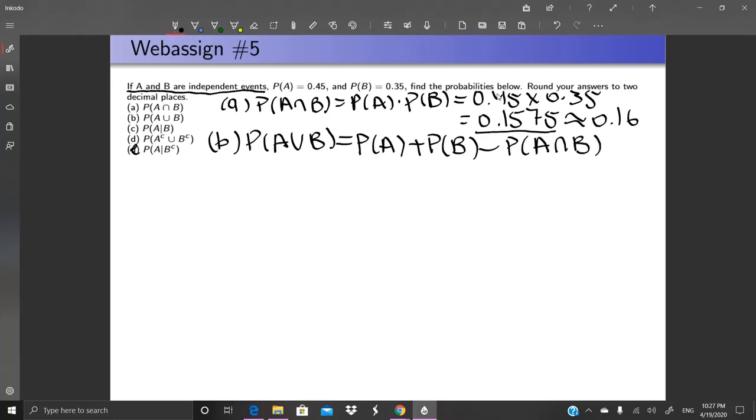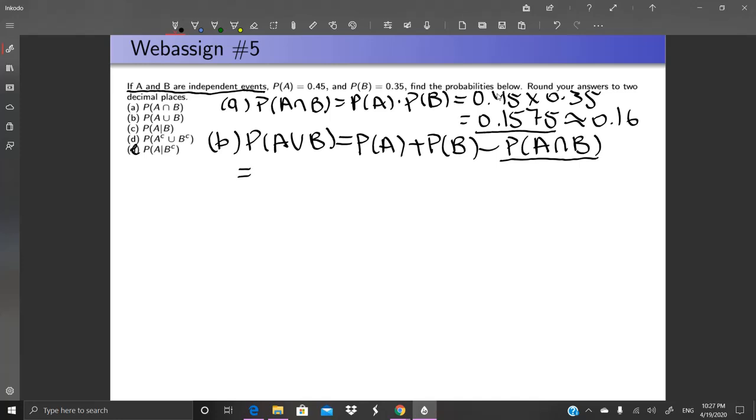Remember that we do not want to assume that these events are mutually exclusive. All we know is that they're independent, so you've got to be careful. You don't want to assume that the probability of A or B is just equal to the probability of A plus the probability of B. You have to make sure that you subtract this quantity over here just because you don't know that they are mutually exclusive.